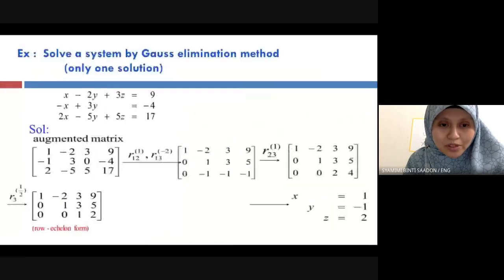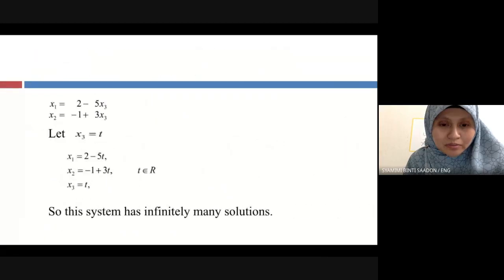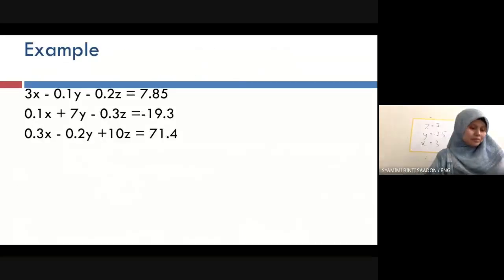Back to the question just now. So what is L and what is U? And then try to multiply back and see whether you get back the initial matrix A, if you want to verify whether your calculation method is correct.